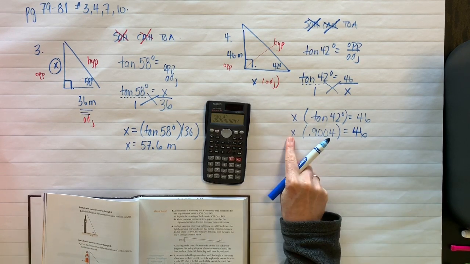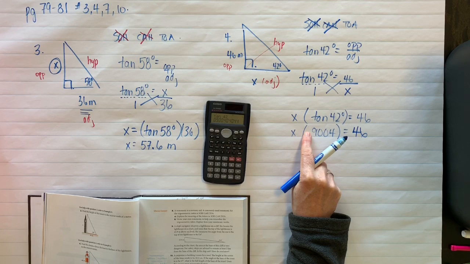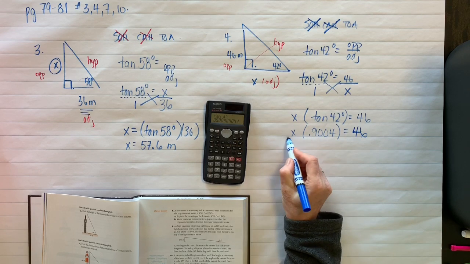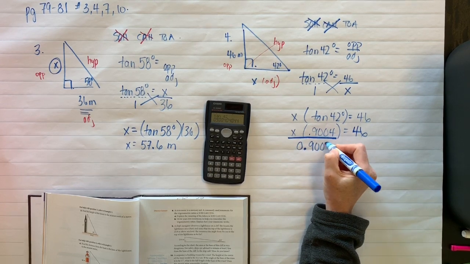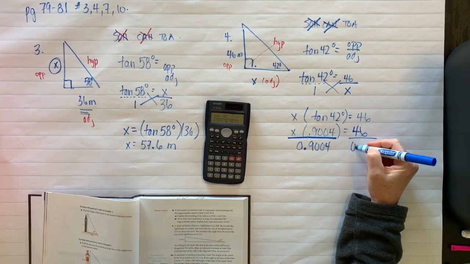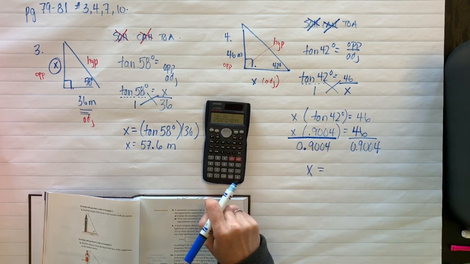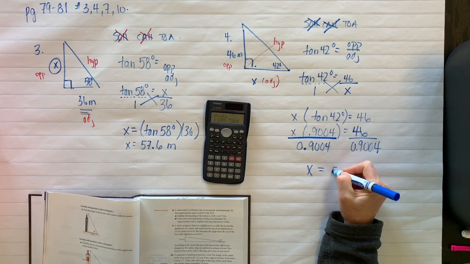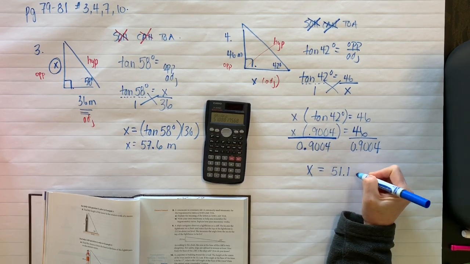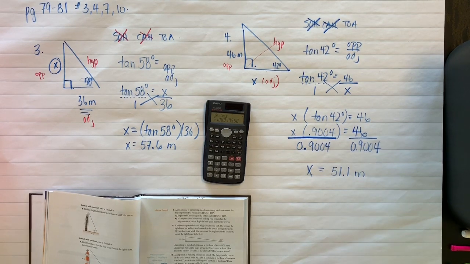Now I want to get x by itself. Right now it's multiplied by 0.9004, so I have to do the opposite operation. So I'm going to divide by 0.9004. What I do to one side, I do to the other side. It's just an extra step. So I do 46 divided by that answer, and I get 51.1, and my units were meters, so my answer is in meters.